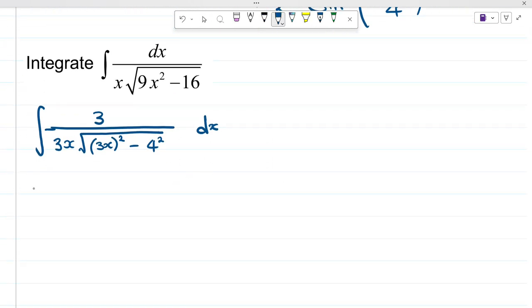Then from here we just write our answer. Our answer is just going to be 1 over a. So 1 over a here is going to be 1 over 4, since our a is 4. So this is going to be 1 over 4 sec inverse of our f of x, which is 3x, so 3x over 4, then plus c. Ta-da! You have your answer.